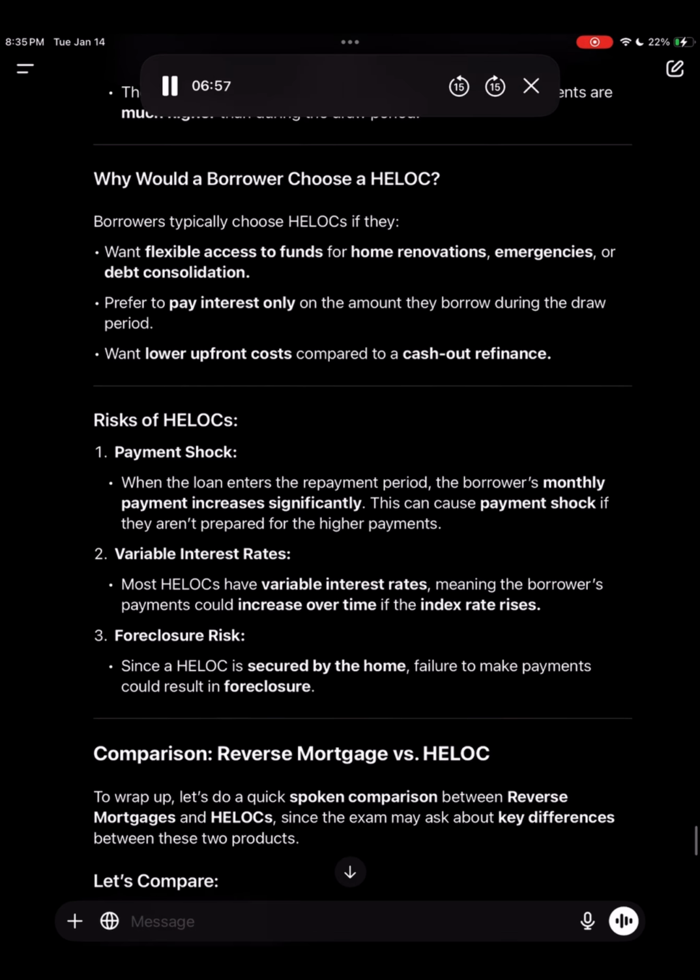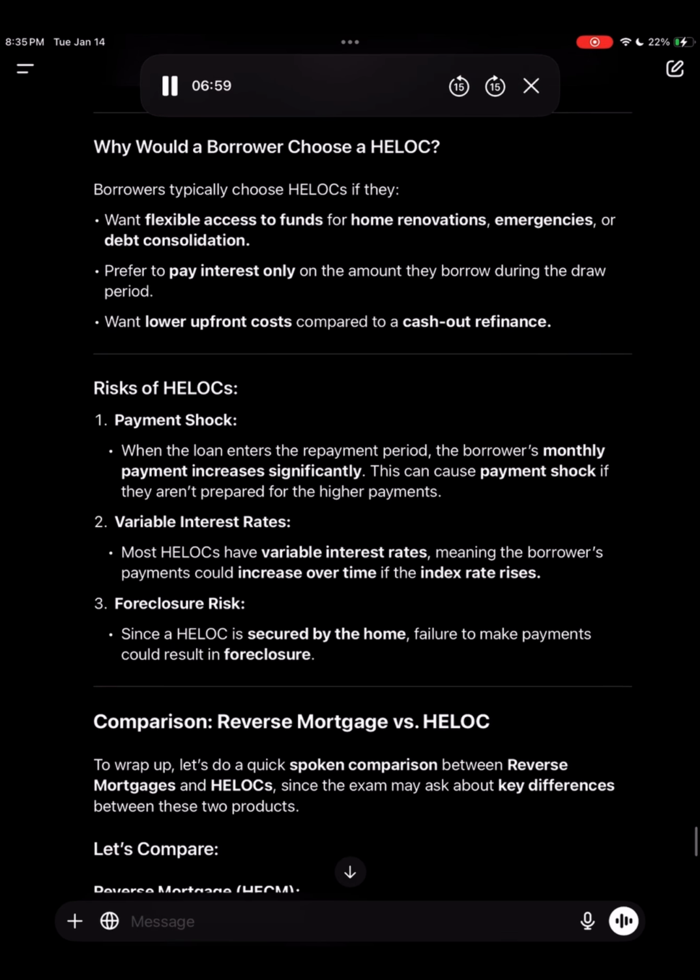Why would a borrower choose a HELOC? Borrowers typically choose HELOCs if they want flexible access to funds for home renovations, emergencies, or debt consolidation, prefer to pay interest only on the amount they borrow during the draw period, or want lower upfront costs compared to a cash-out refinance.